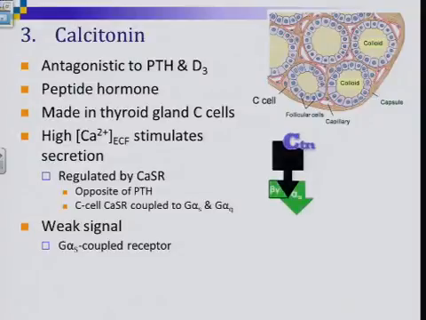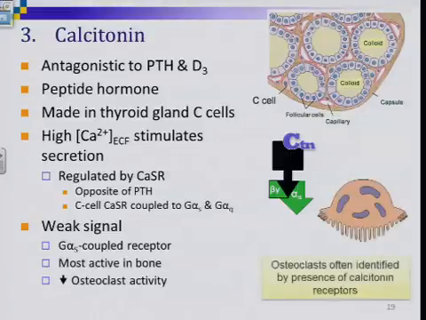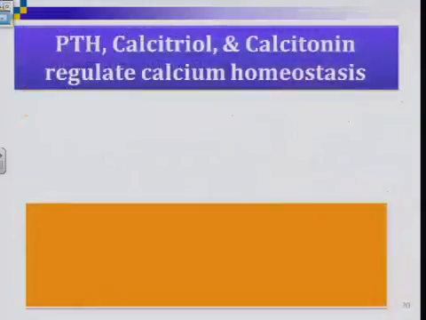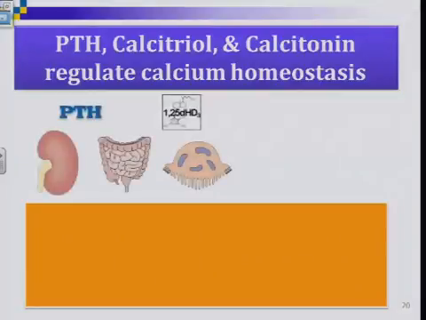Okay. The calcitonin receptor is a G-alpha S coupled receptor. Okay. And it's most active in the bone, where it helps to depress osteoclast activity. And in fact, the classic way to identify osteoclasts on the bone is by doing a stain for calcitonin receptors. So parathyroid hormone, calcitriol, and calcitonin regulate calcium homeostasis.